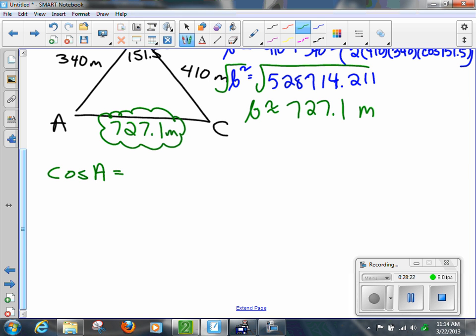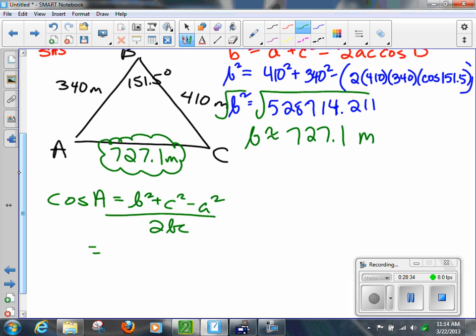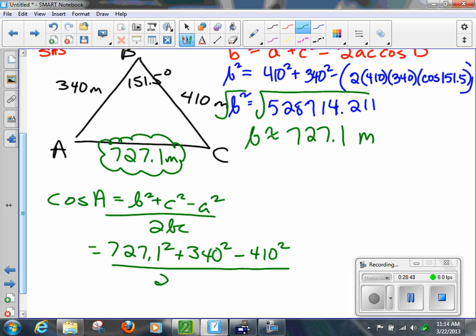Cosine of A equals B squared plus C squared minus A squared over 2BC. Right on? And let's plug in our numbers. B squared: 727.1 squared plus 340 squared minus 410 squared, over 2 times 727.1 times 340. Do you guys agree with that?